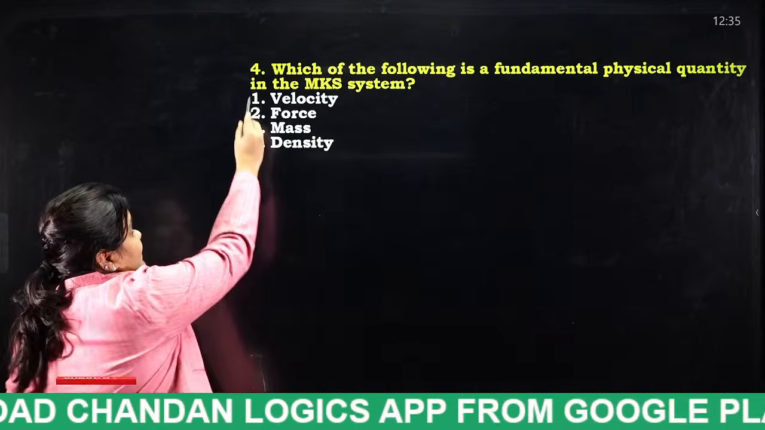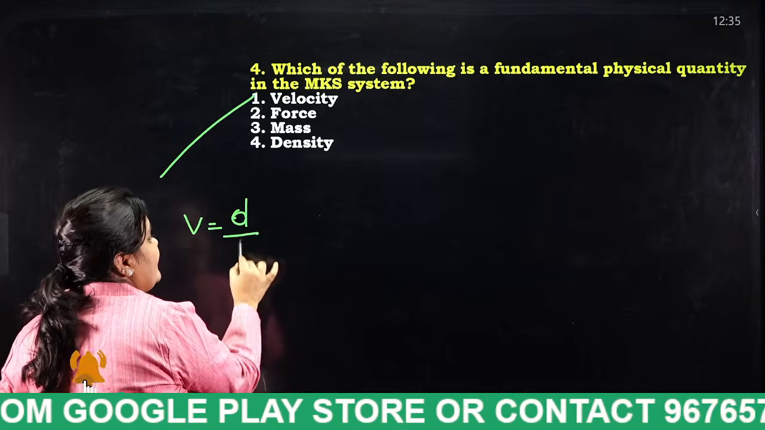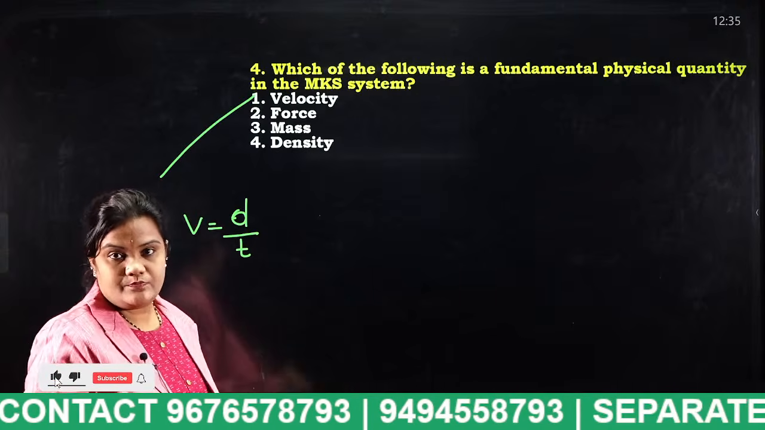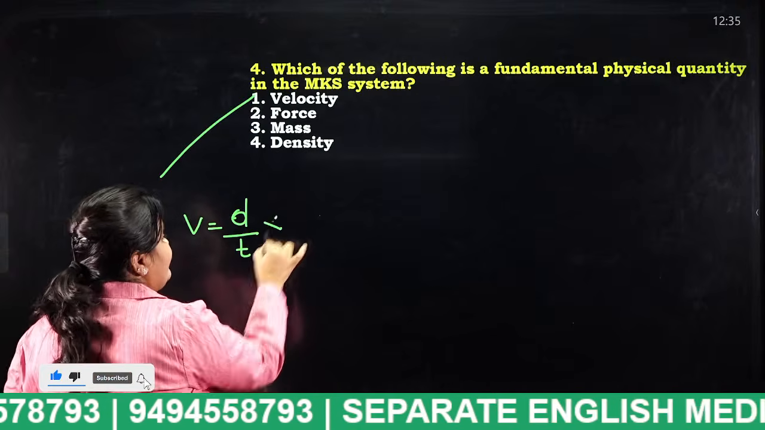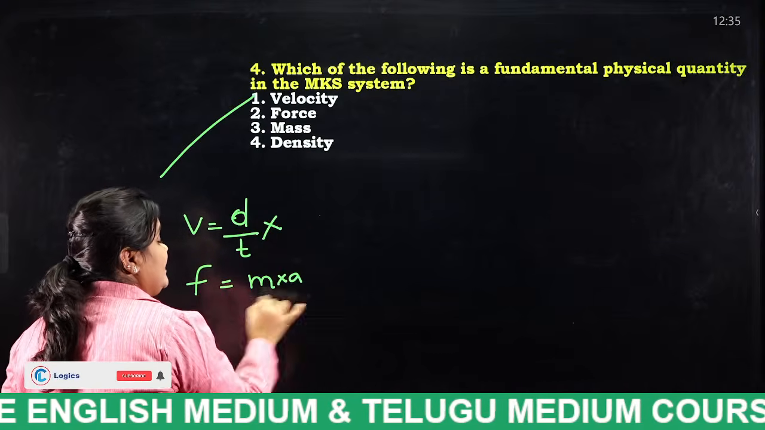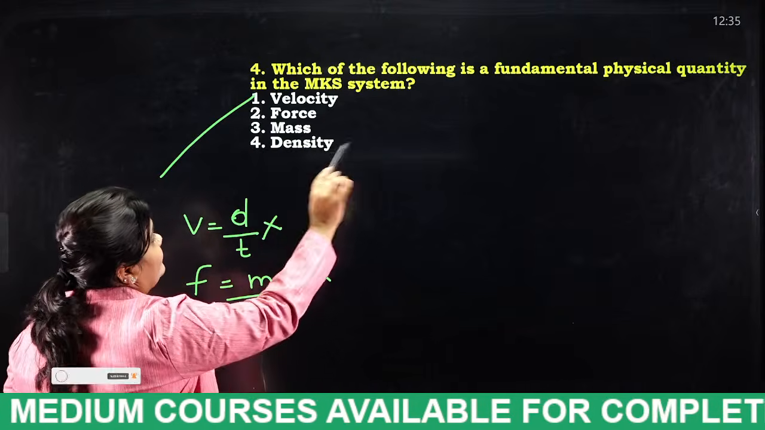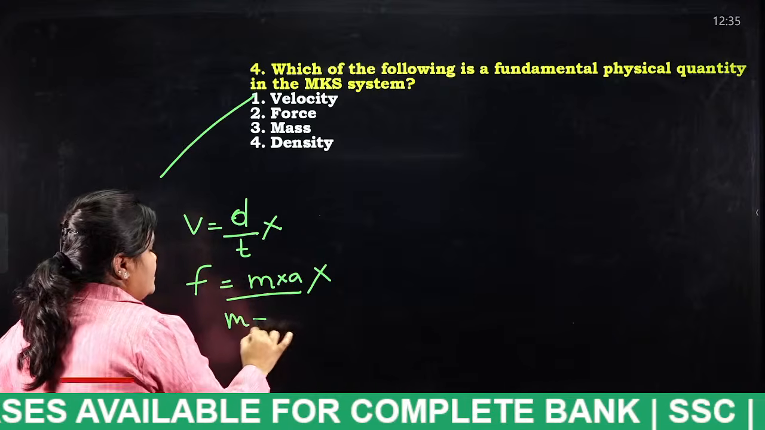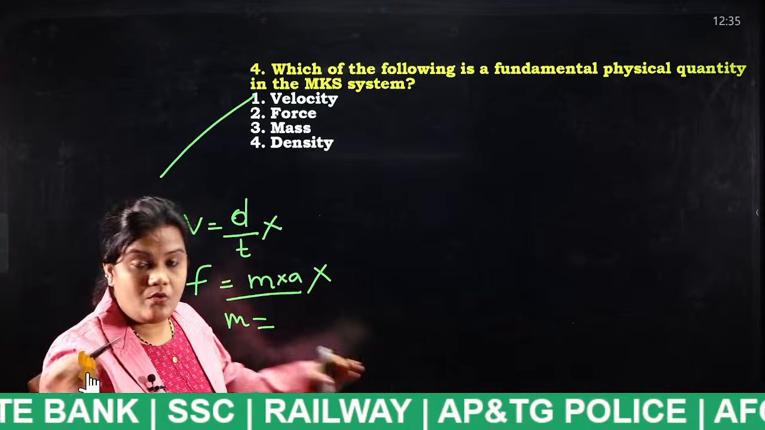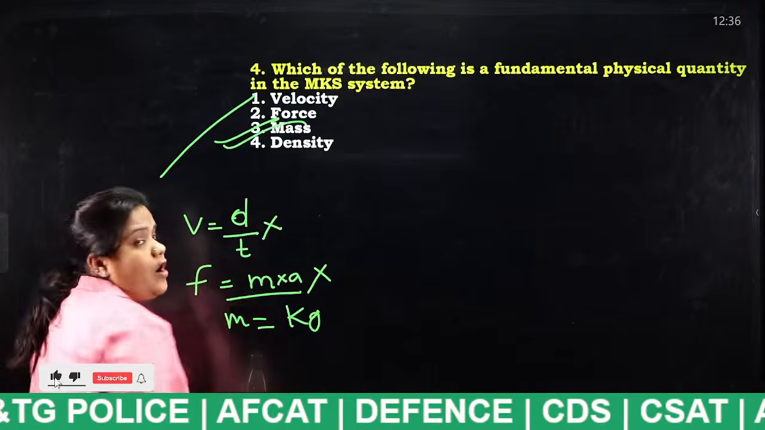For example, velocity. What is the formula for velocity? Distance by time. That means it has two or more fundamental units, so this is not a fundamental unit. In the similar way, force: F is mass into acceleration. It also has two or more fundamental units, so this is not fundamental. Mass: are we deriving mass from any other physical quantity? No. The mass unit is kg, and the answer for this question is option 3.